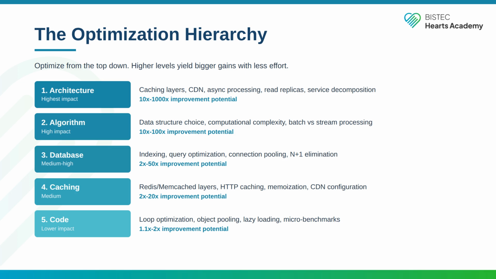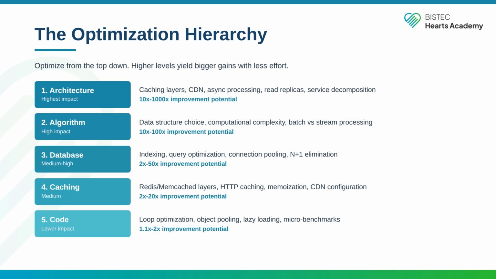Most web applications spend the majority of their request time in database operations, so this is often where you find the most impactful fixes in practice. Level 4 is caching: Redis, Memcached, HTTP caching headers, CDN configuration. 2x to 20x improvements. Caching is powerful, but it introduces complexity around invalidation and consistency.